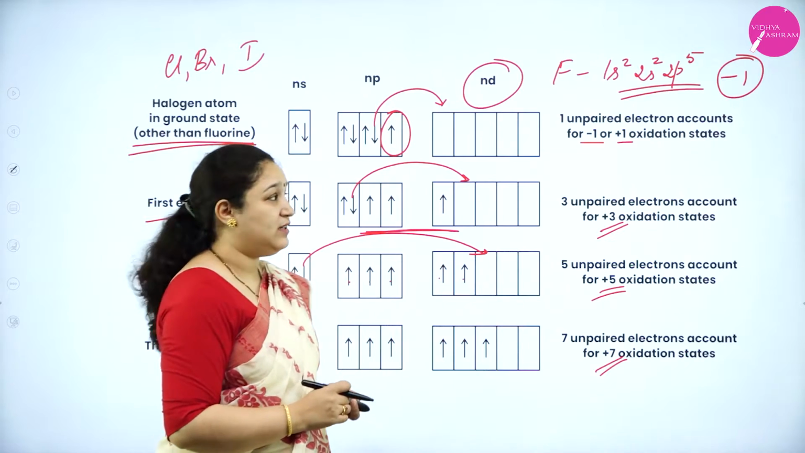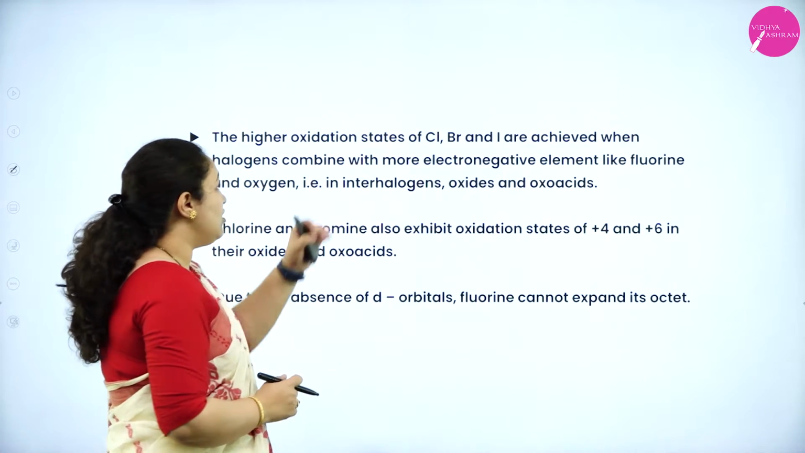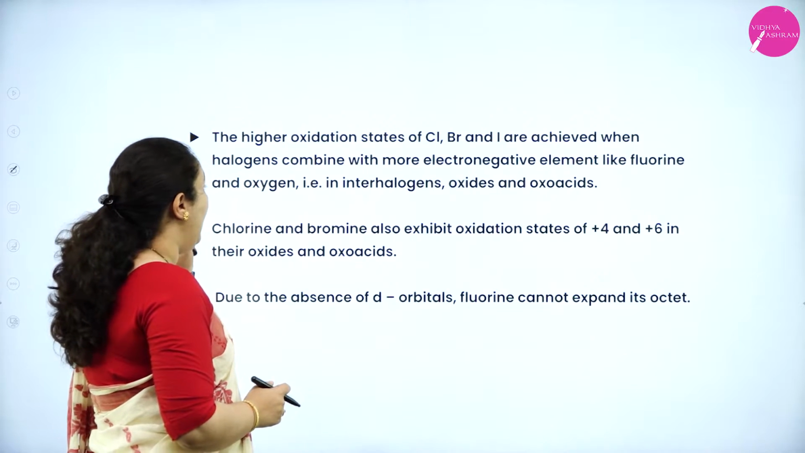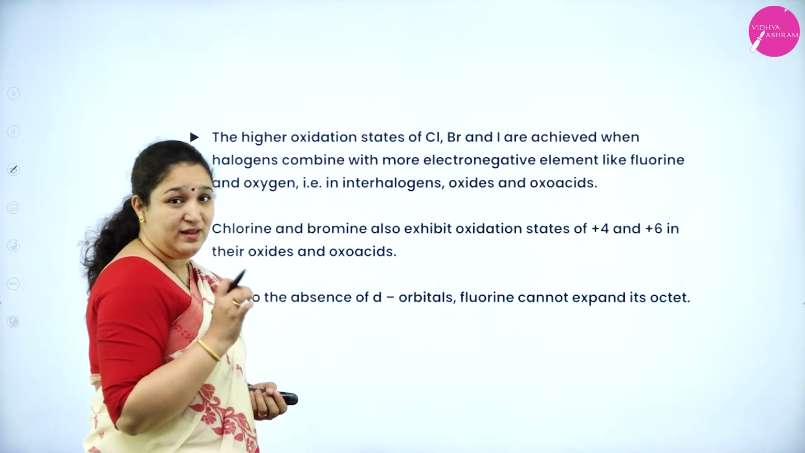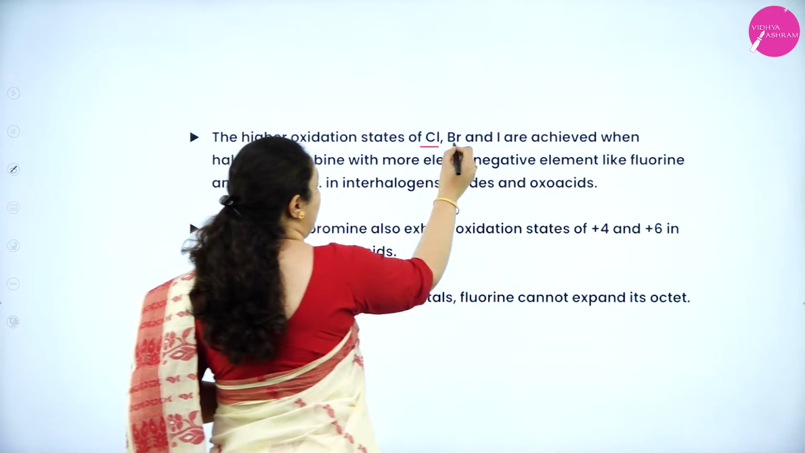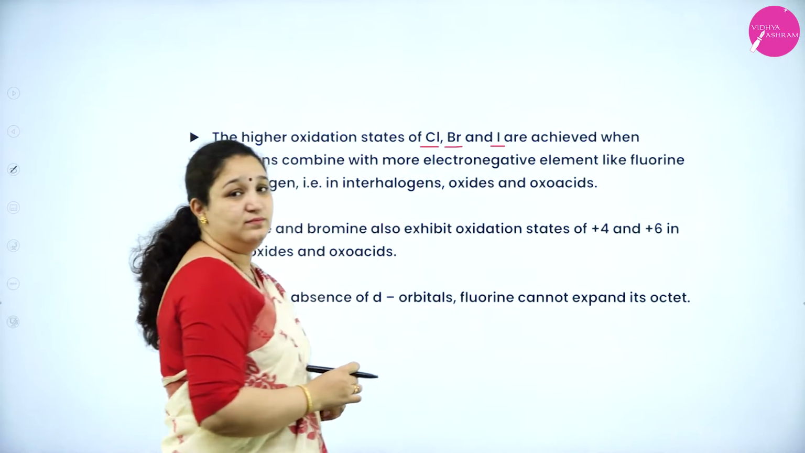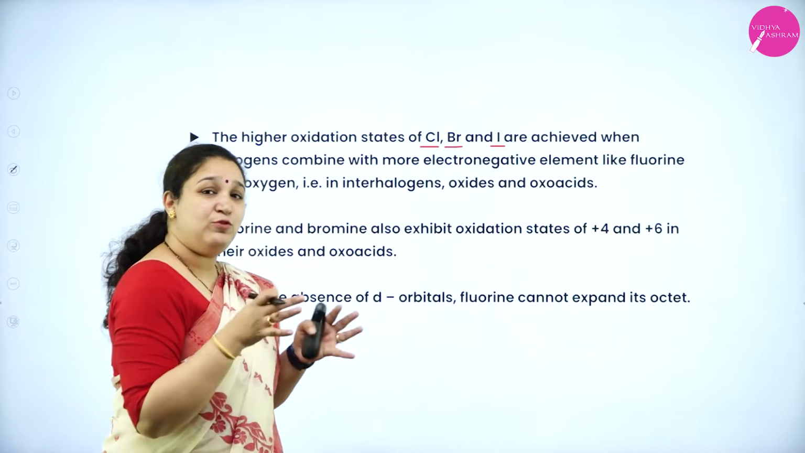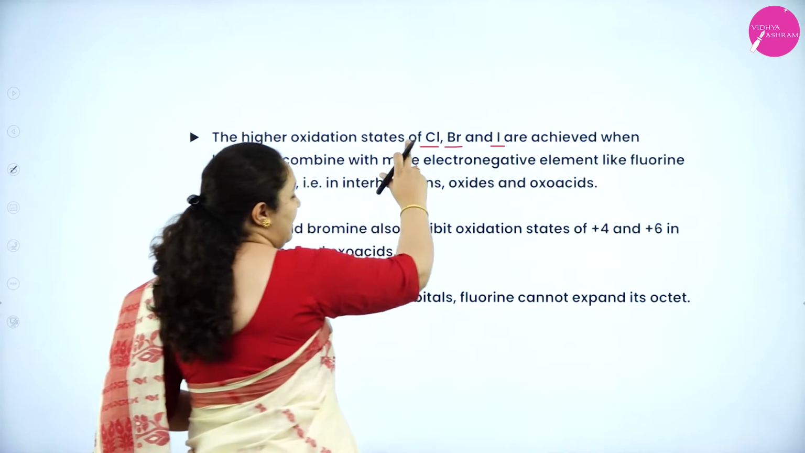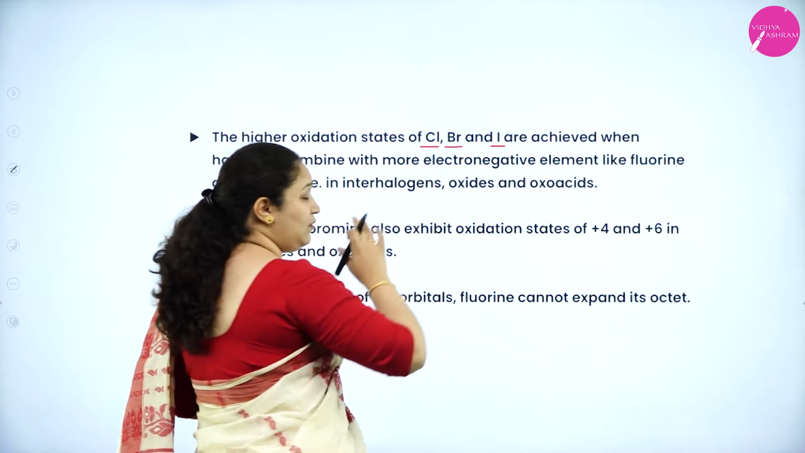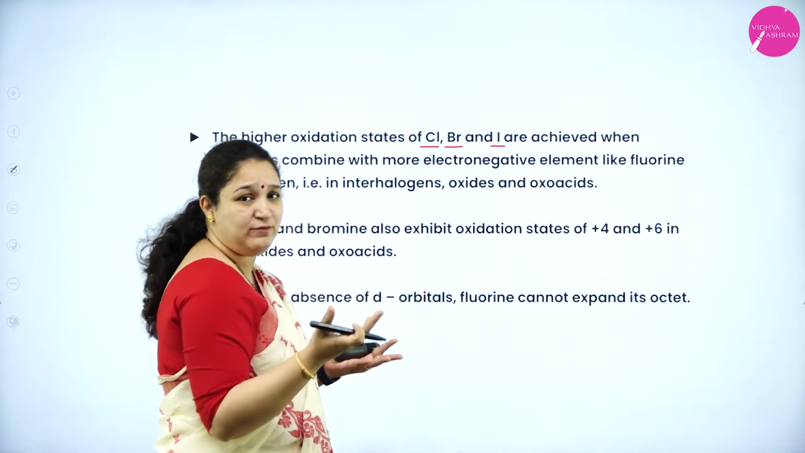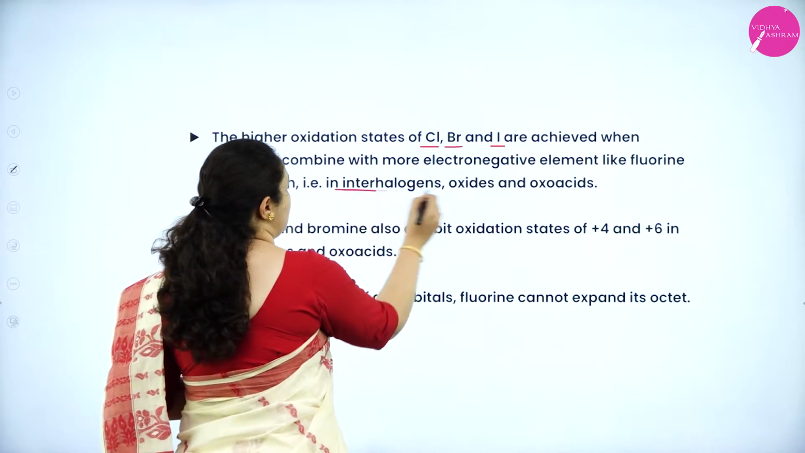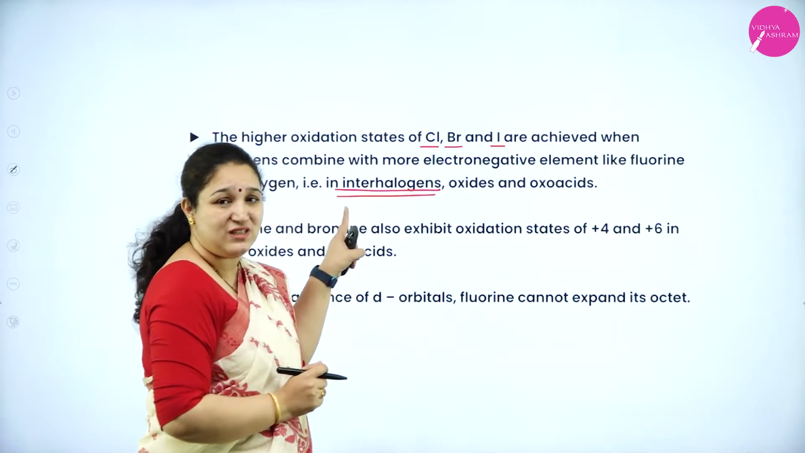So, I hope you have understood. Further, higher oxidation state is achieved only by chlorine, bromine and iodine. These halogens, that is chlorine, bromine and iodine, can combine with highly electronegative elements like fluorine itself. So, chlorine can combine with fluorine, or bromine with fluorine, or iodine with fluorine. Such compounds are called interhalogen compounds, and we will be learning about this in detail.